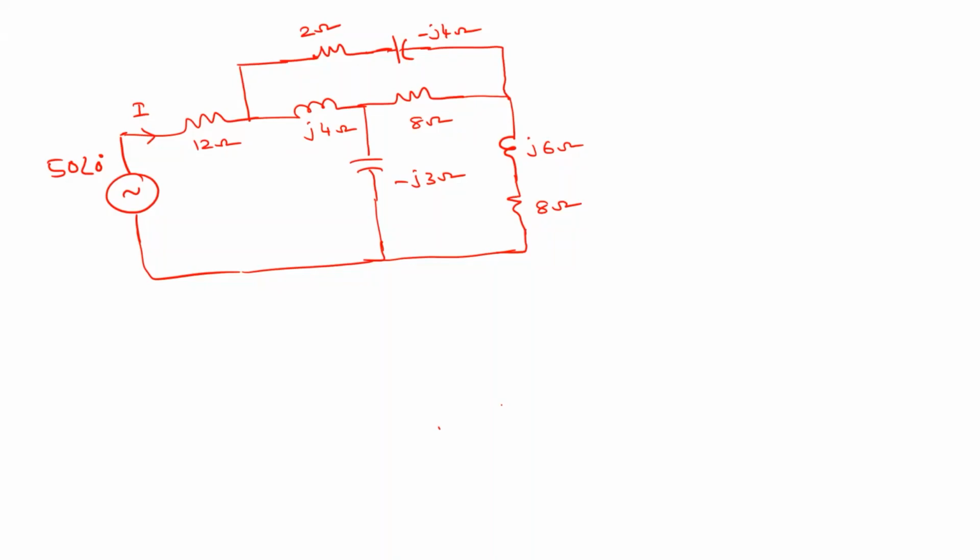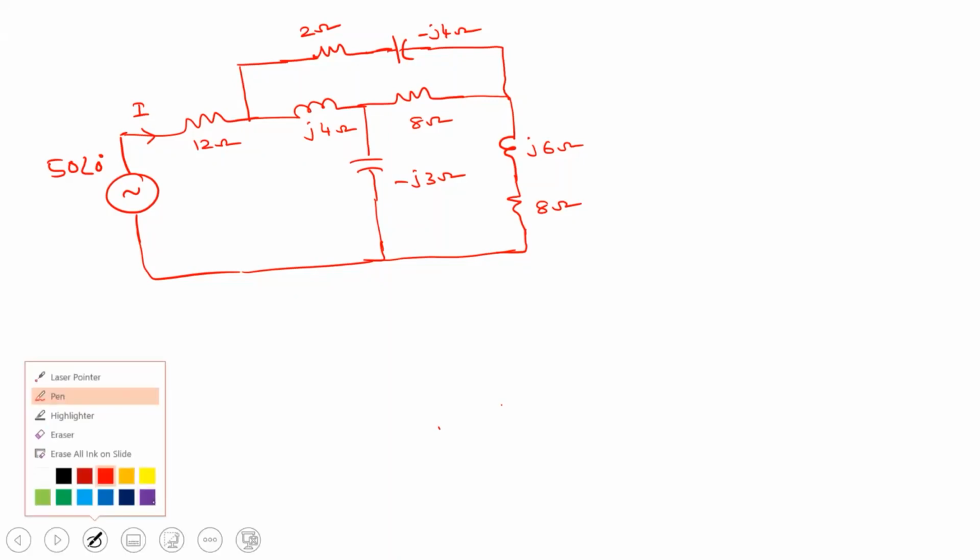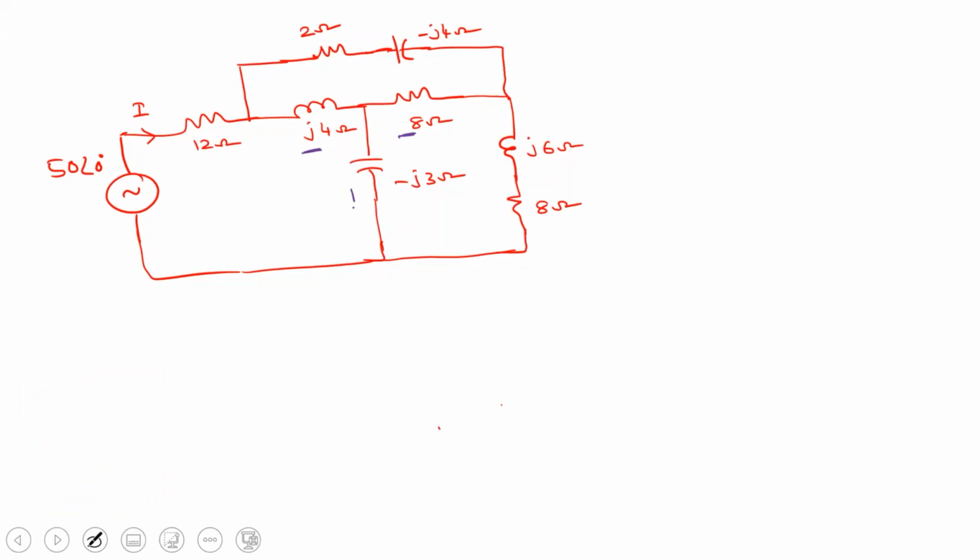If you clearly notice these three elements, particularly this one and this one, what is it exactly making? A star connection, right? So what we have to do is find its equivalent delta connection, right? Its equivalent delta connection will be something like this.